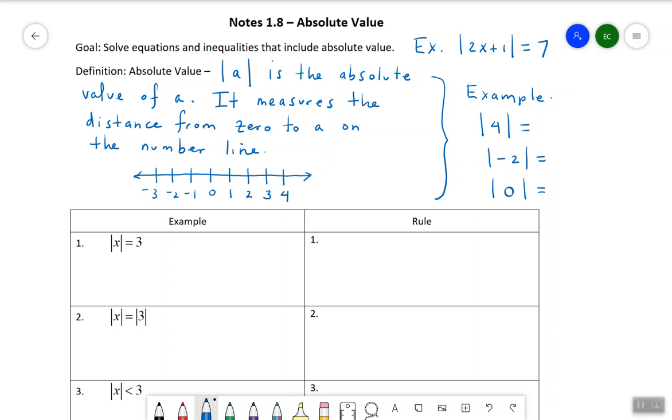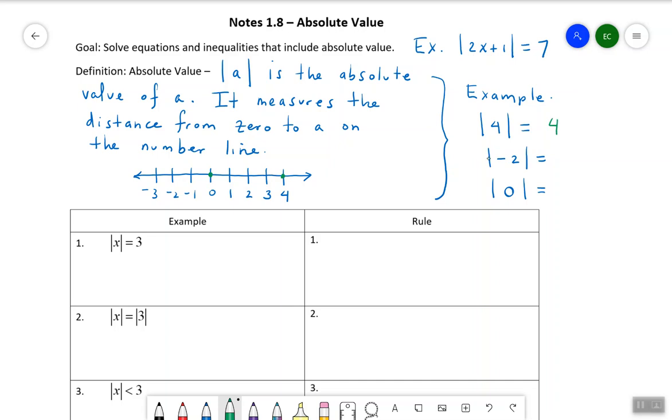So first, the definition. The absolute value measures the distance from 0 to a number a on the number line. And so I've drawn a little number line here, and let's just work a couple of examples. So if I ask you what is the absolute value of 4, then you would say, well, what's the distance from 0 to 4 on the number line? And you could just count over 1, 2, 3, 4, and so your answer is 4.